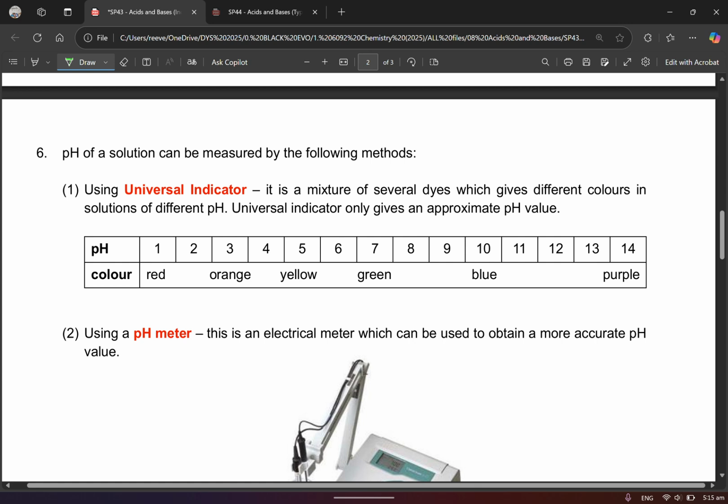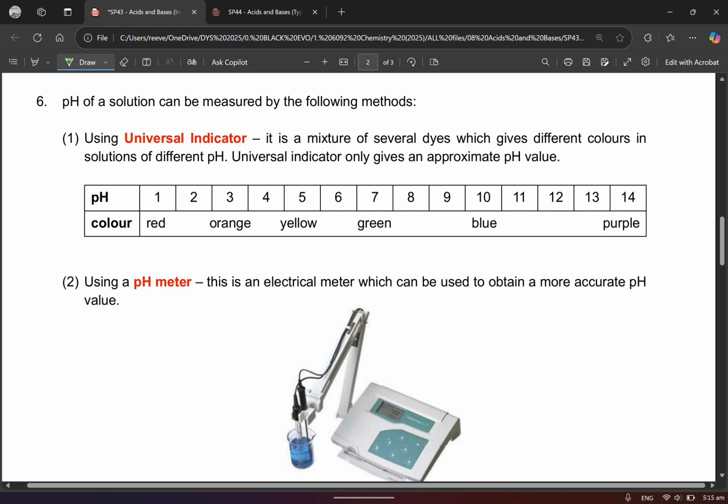So if you use universal indicator, or UI, and you see the color red, it means the pH is about 1. It's a strong acid. If you use the UI and it says yellow, that means it's a weak acid. The pH is about 5 to 6. Okay, likewise for the other side of the story.